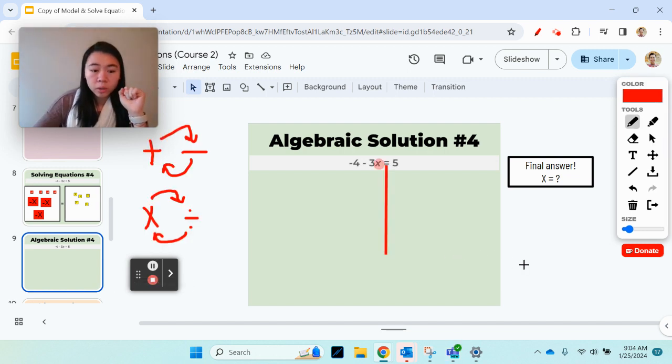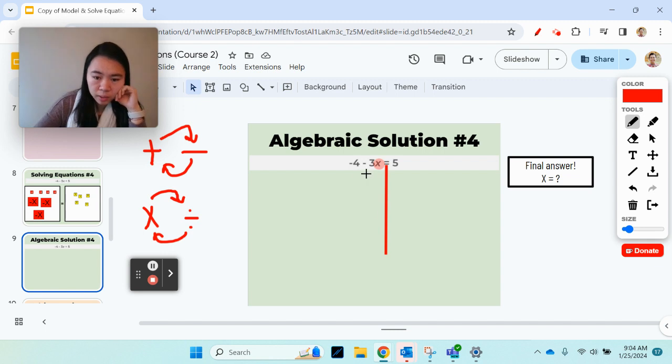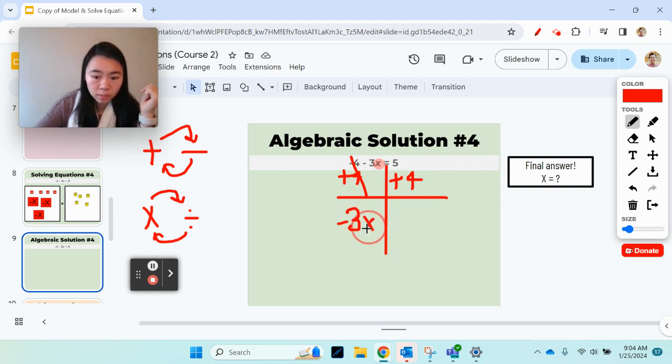Okay, remember we are doing opposite operations to solve these equations. We're checking for addition and subtraction first. -4 minus 3x equals 5. We're going to go ahead and get rid of this -4 by adding 4. Add 4 to both sides. -4 plus 4, that's 0. Now be careful, that minus 3x, that negative is going to come down with us. So keep that negative. Can't just get rid of that. 5 plus 4 is 9.